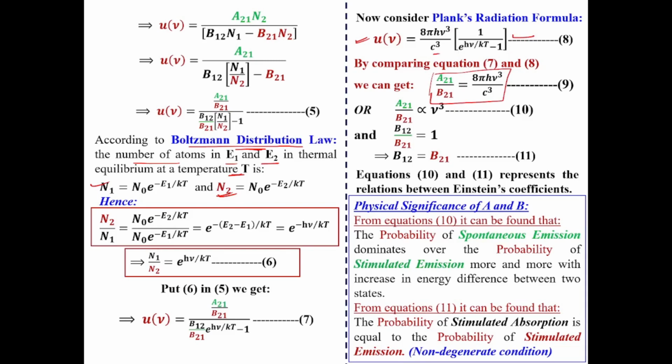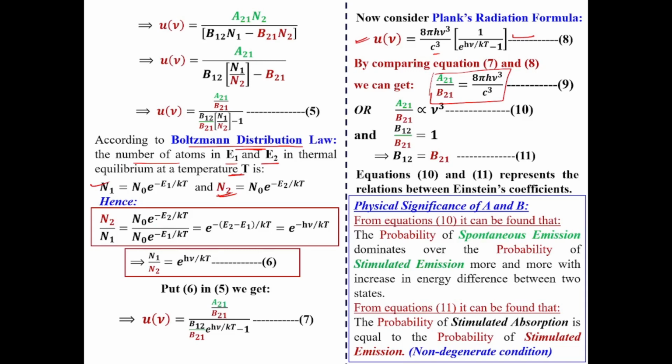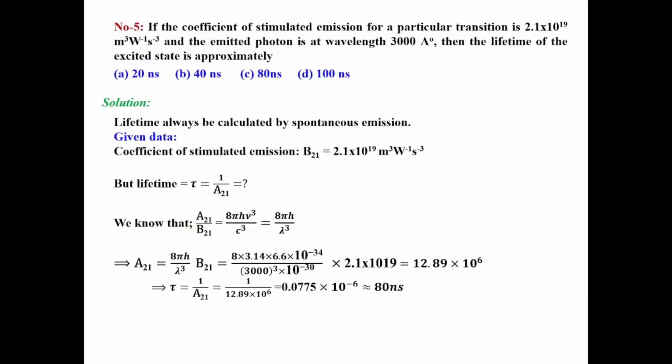In unit and dimension, we studied this one. A represents the Einstein's coefficient of spontaneous emission, or the probability of spontaneous emission, and its unit is second inverse. It represents the reciprocal of the mean lifetime of a particular level, 1 by tau, where tau represents the mean lifetime. This expression is important for today's class, and you just remember these expressions. Now we are going to start today's numericals, the more important numericals.